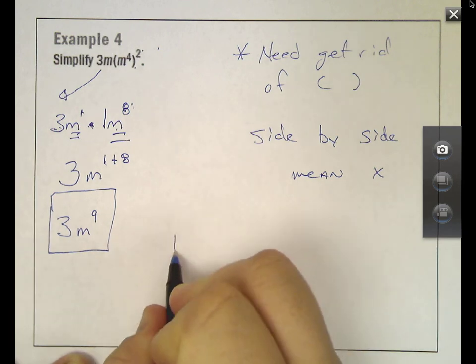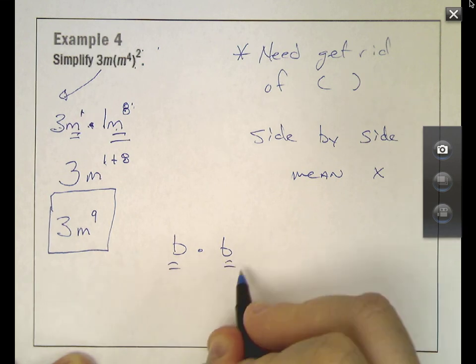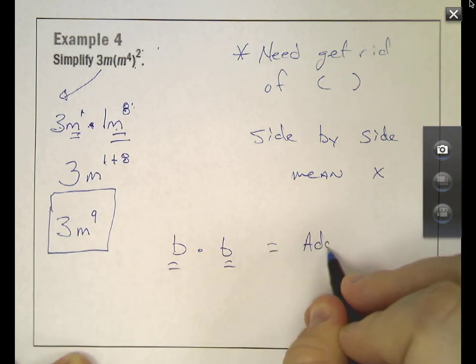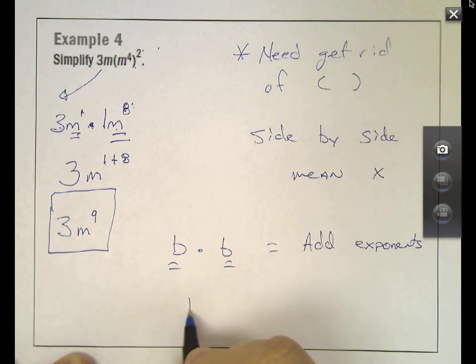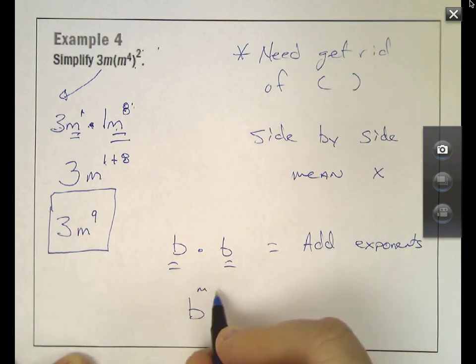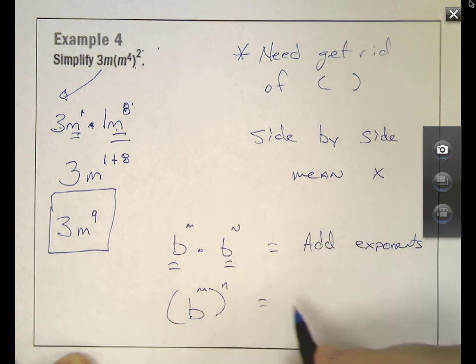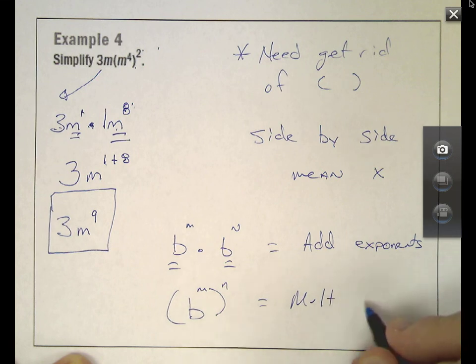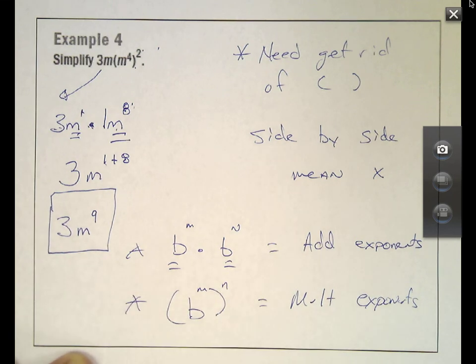That's all I have for you today. You need to remember those two properties. If you see two bases that share the same base, add exponents. If you see one base and it's raised to a power to another power, you multiply exponents. Those are two key properties. We're going to be seeing a lot more of these. We need to learn them now.